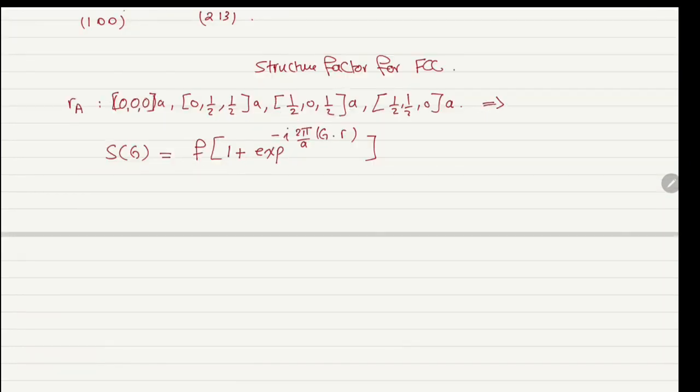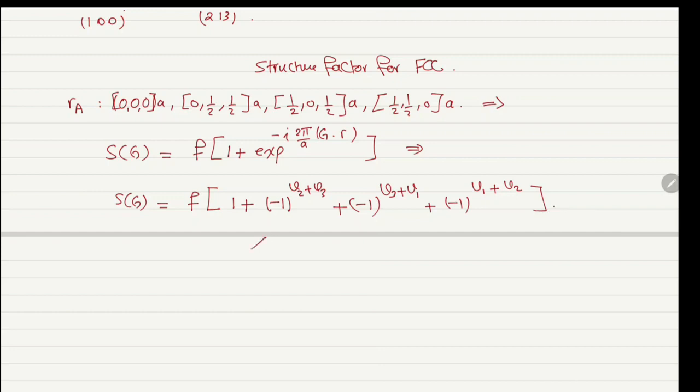this one here, and only 2 integers is active here. The third one is 0, which means the structure factor equal to 1 plus minus 1 to the power V2 plus V3 plus minus 1 to the power V3 plus V1 plus minus 1 to the power V1 plus V2.